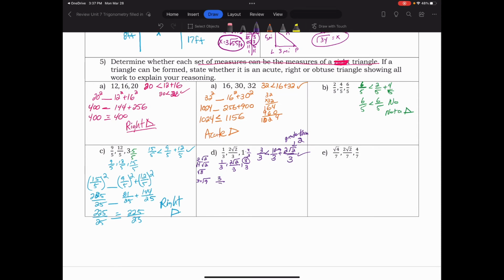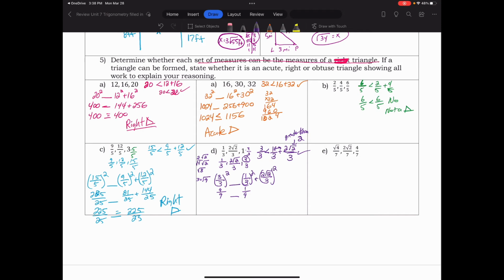So this is going to be 3/3 squared is something to 1/3 squared plus 2 radical 2 over 3 squared. So this is 9/9. This is going to be 1/9 because I square both parts. Now be really careful here. The 2 radical 2, I'm going to square each part. So 2 squared is 4, and radical 2 squared is just plain old 2 over 9. Okay, so make sure it gets distributed to everything.